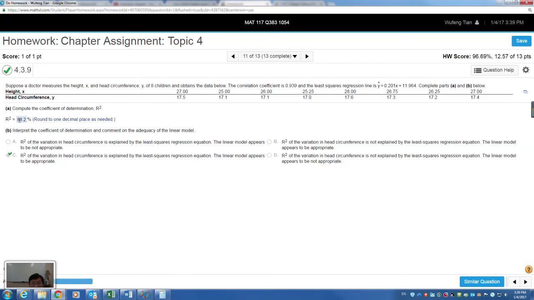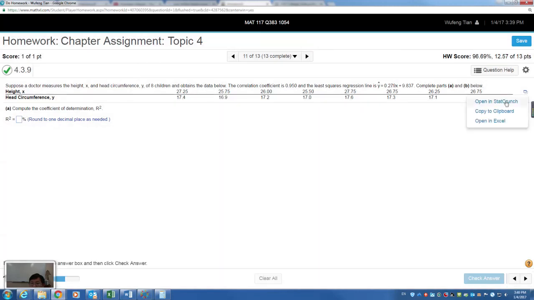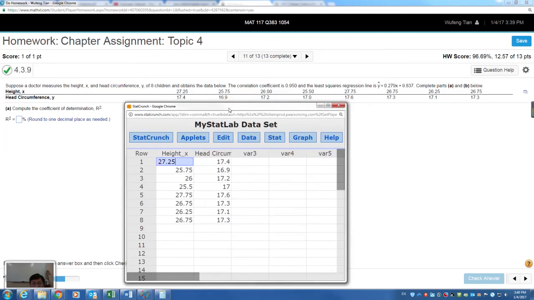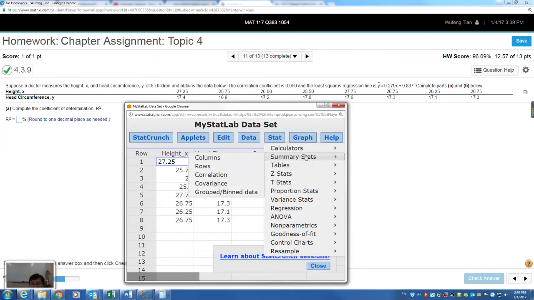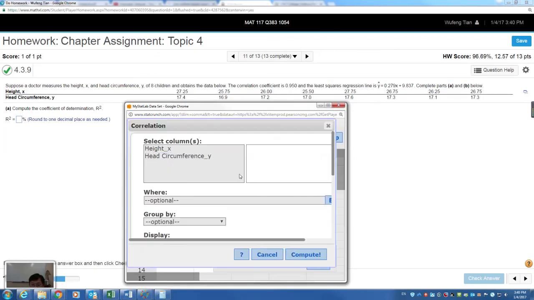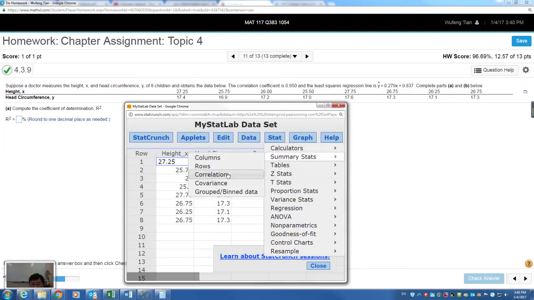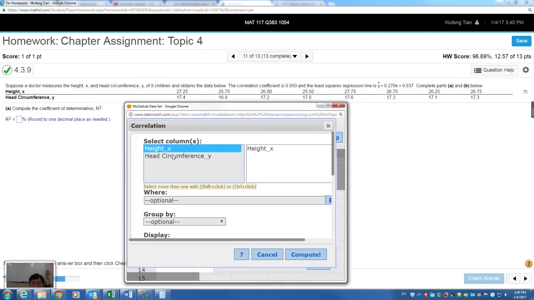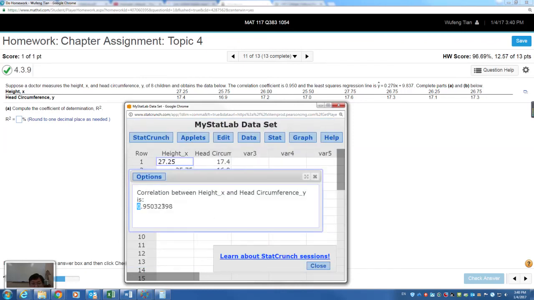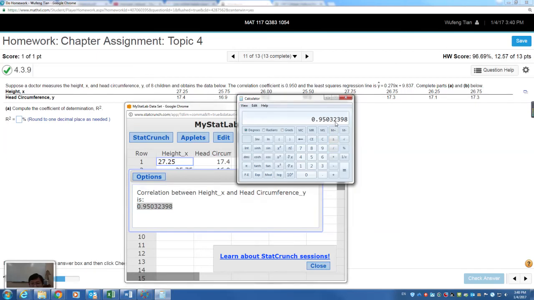Next one, I want to introduce how to find the R squared. So how to find the R squared? You can open this one in StatCrunch. First you need to find the correlation. You go Stat, Summary Stats, Correlation. Correlation gives you R, the coefficient. You copy that number, Control C, Control V, paste in the calculator, then square this number.